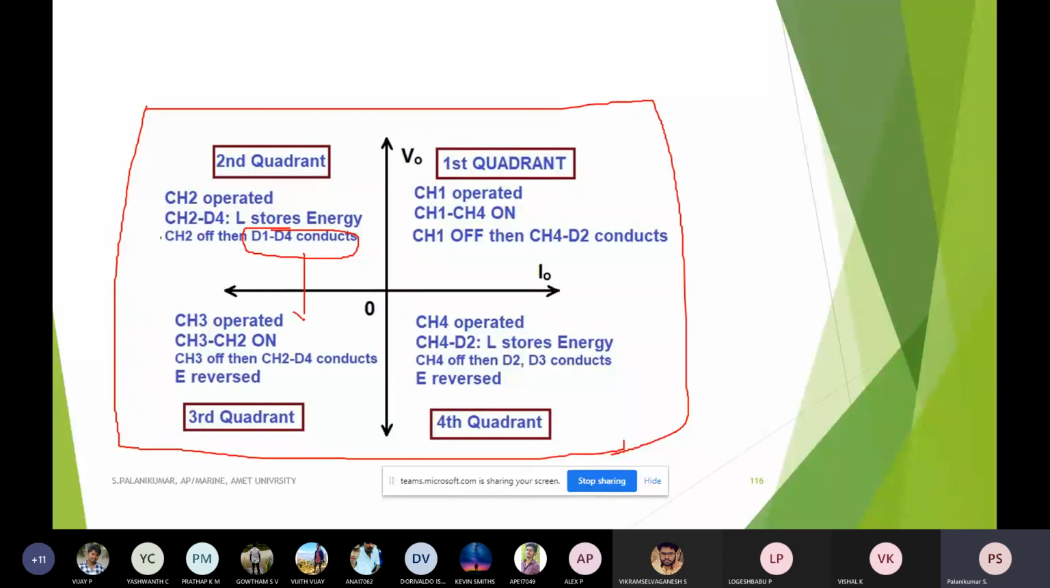Third quadrant operation: CH3 is operated, but CH2 is on. When CH3 is off, D4 conducts, power is reversed, voltage is reversed. Sorry, current is reversed. Current and voltage are reversed. So in both cases, I naught is minus and V naught is minus. So it will be in reverse motoring operation. Fourth quadrant operation: here current is positive, but voltage is still negative. In a nutshell, if you want to remember, you can explain like this.